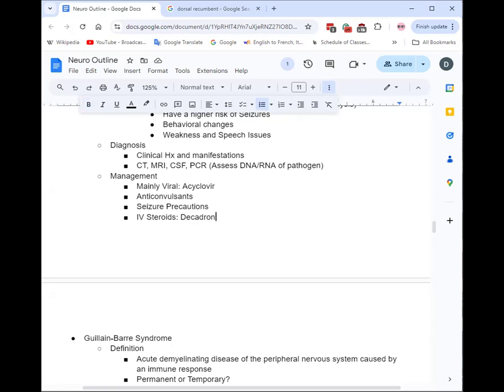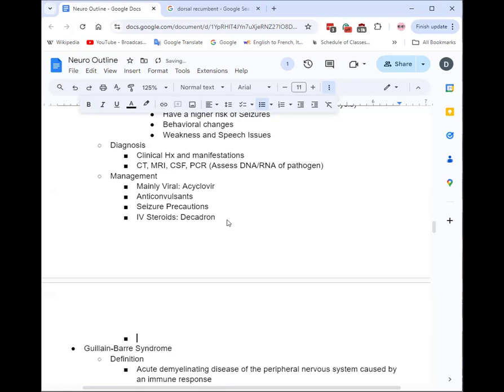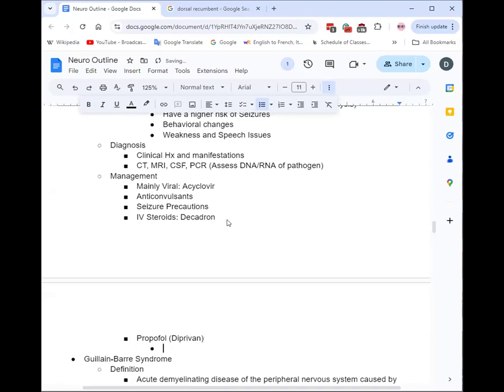Some of the other ones they mentioned here, propofol. They mentioned propofol, which is Diprivan, which is a sedative. So they can put them on sedation with intubation and just kind of put them in a little coma to heal.